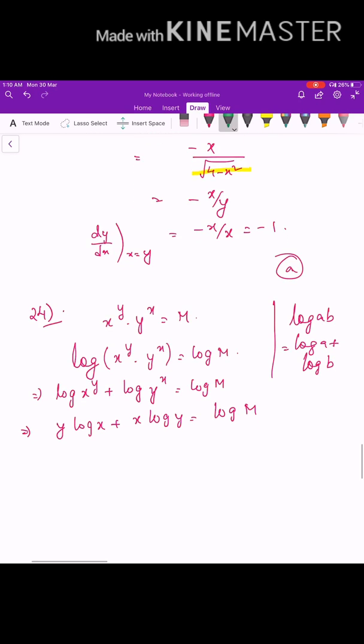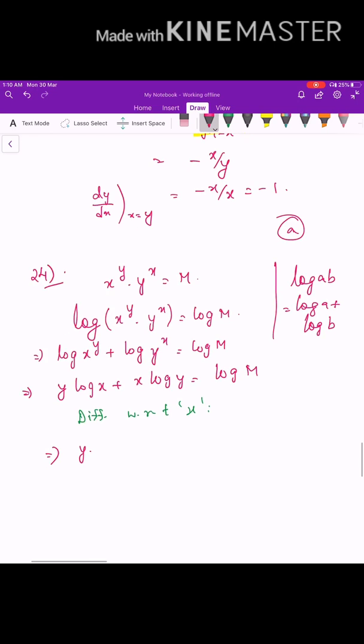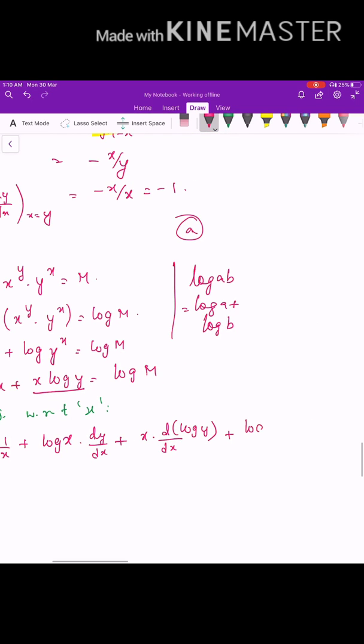Next, I have to differentiate with respect to x. So, the first expression is of the form u into v. Taking the first as constant, differentiating the second expression, and taking the second as constant, differentiating the first, plus x log y. x into I have to differentiate log y, plus taking the second expression as constant, I have to differentiate the first.